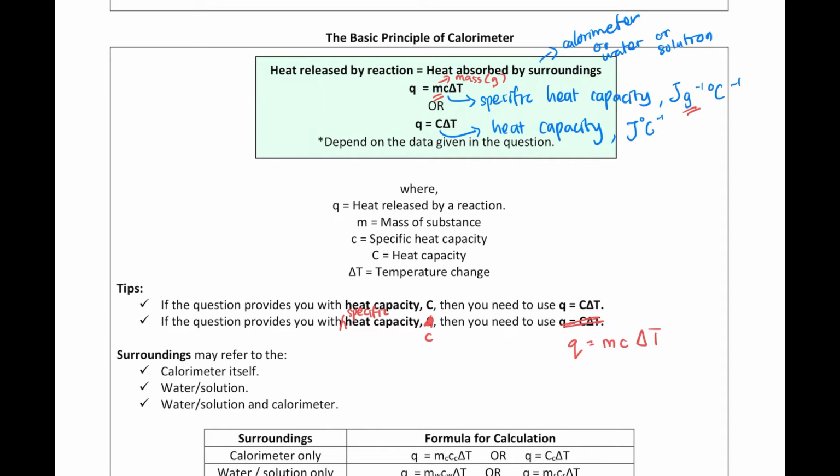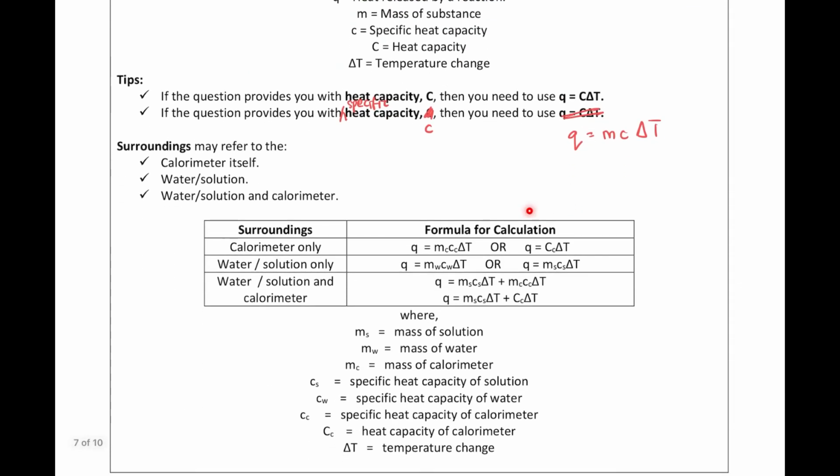Kalau dia bagi data specific heat capacity, kita pakai MCAT. Kalau dia bagi heat capacity, pakai CAT. Easier that way instead of kamu hafal ini blindly dan kamu akan blur.